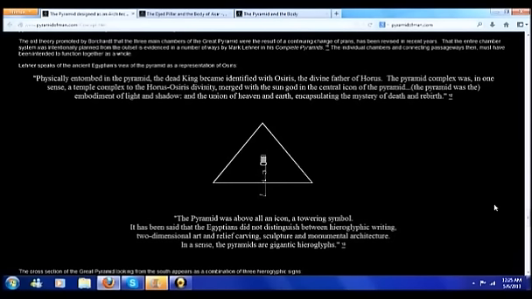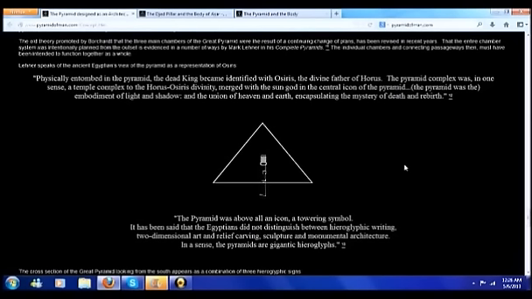The pyramid was above all an icon, a towering symbol. It has been said that the Egyptians did not distinguish between hieroglyphic writing, two-dimensional art and relief carving, sculpture, and monumental architecture. In a sense, the pyramids are gigantic hieroglyphs. And here you just have a basic form of the pyramid looking from south to north and what it looks like. So, I just thought that was very interesting.